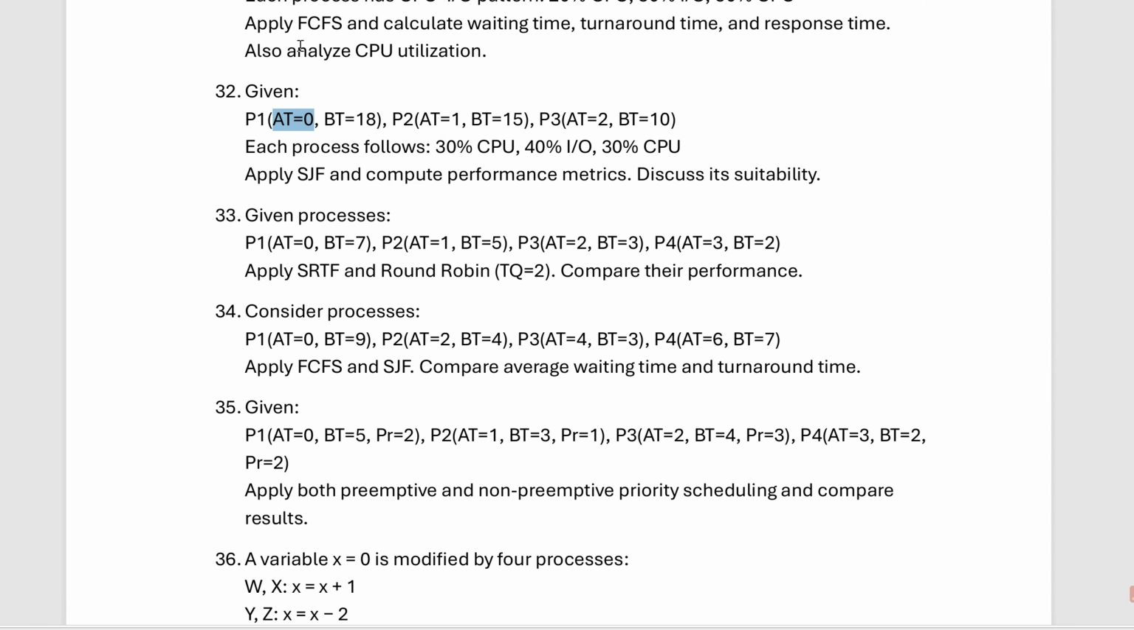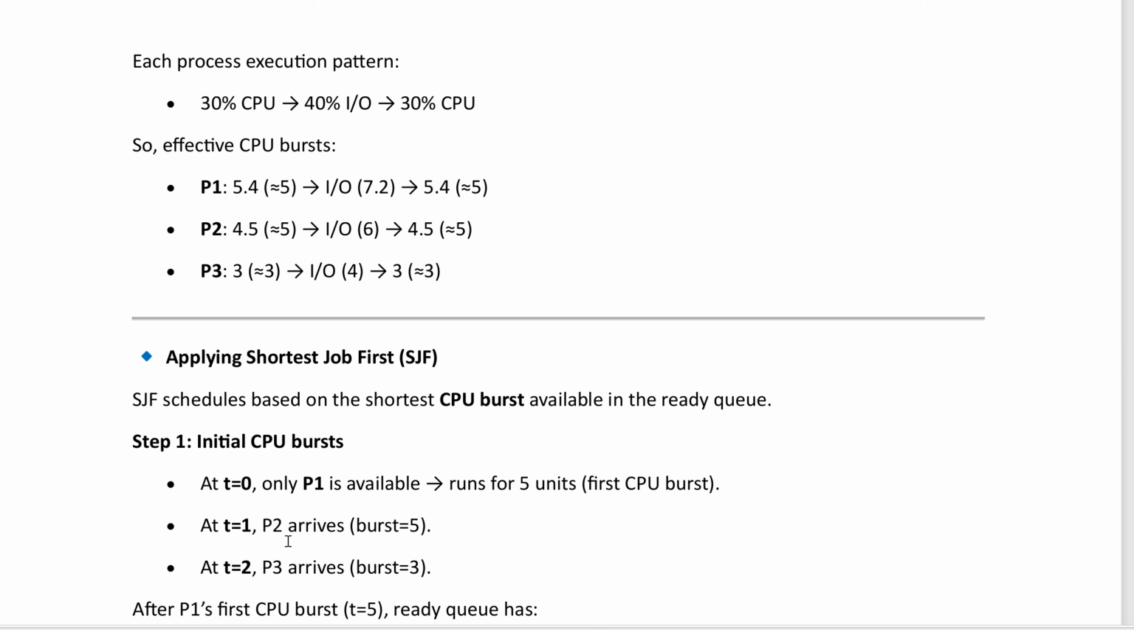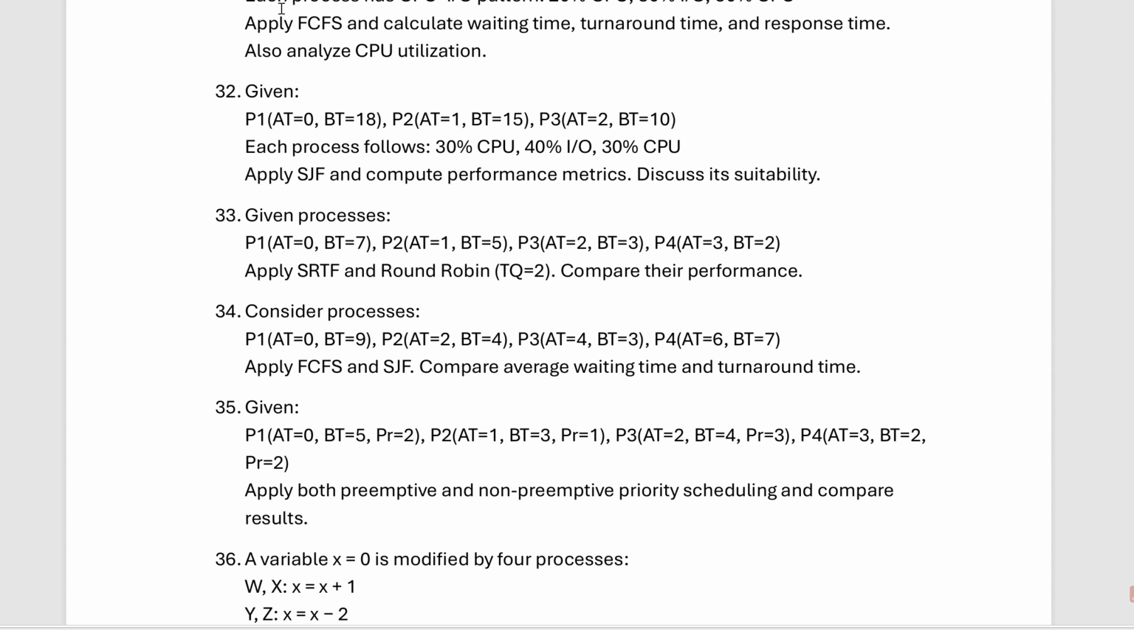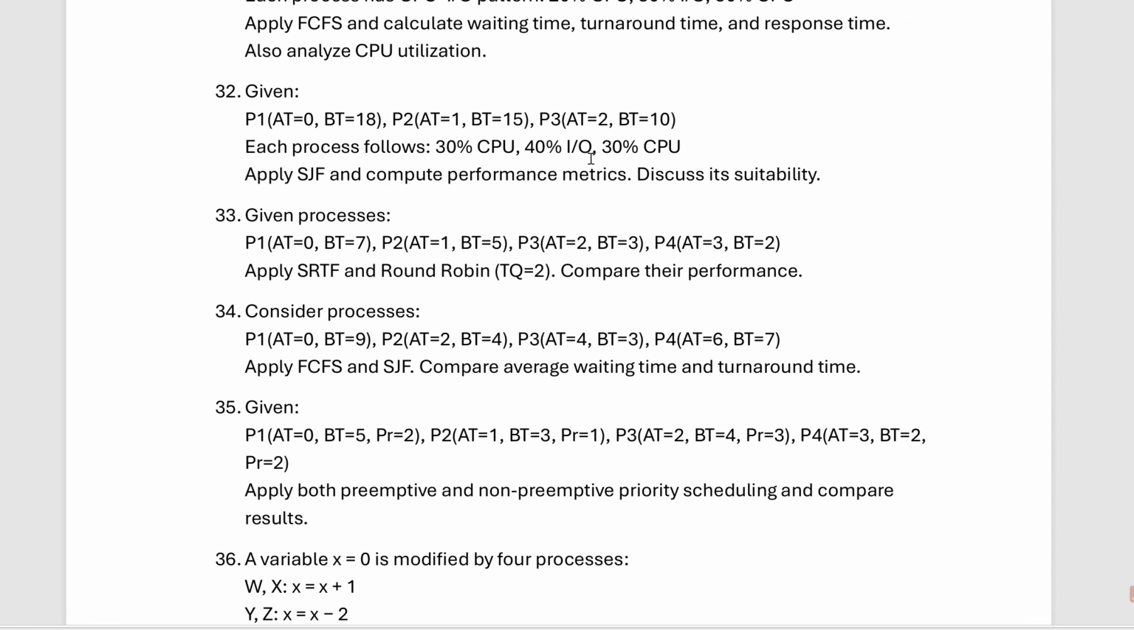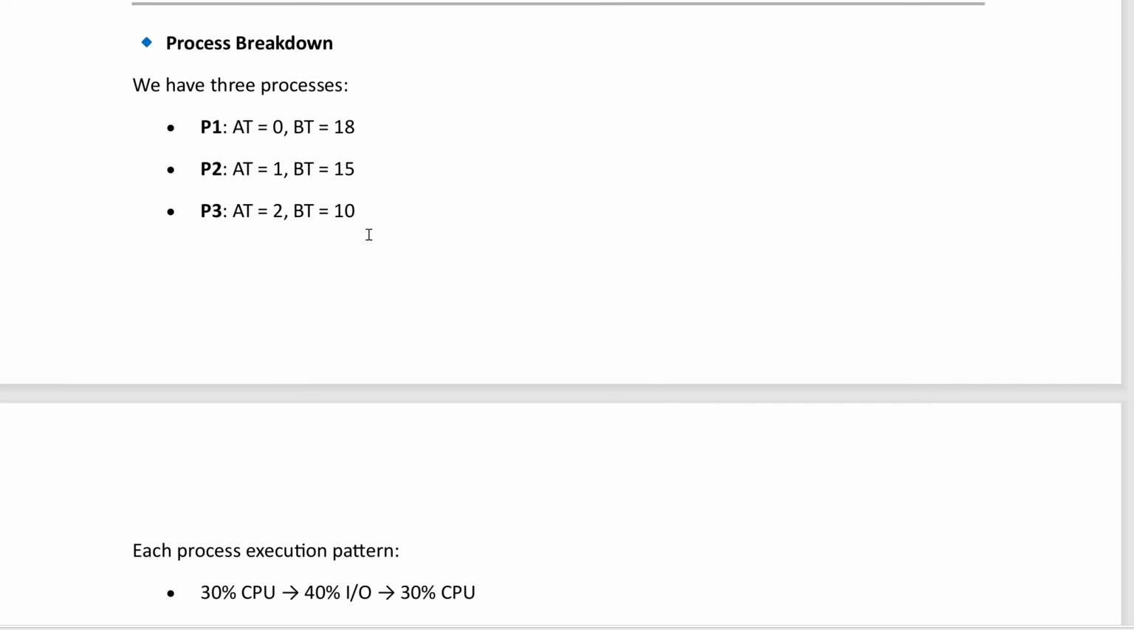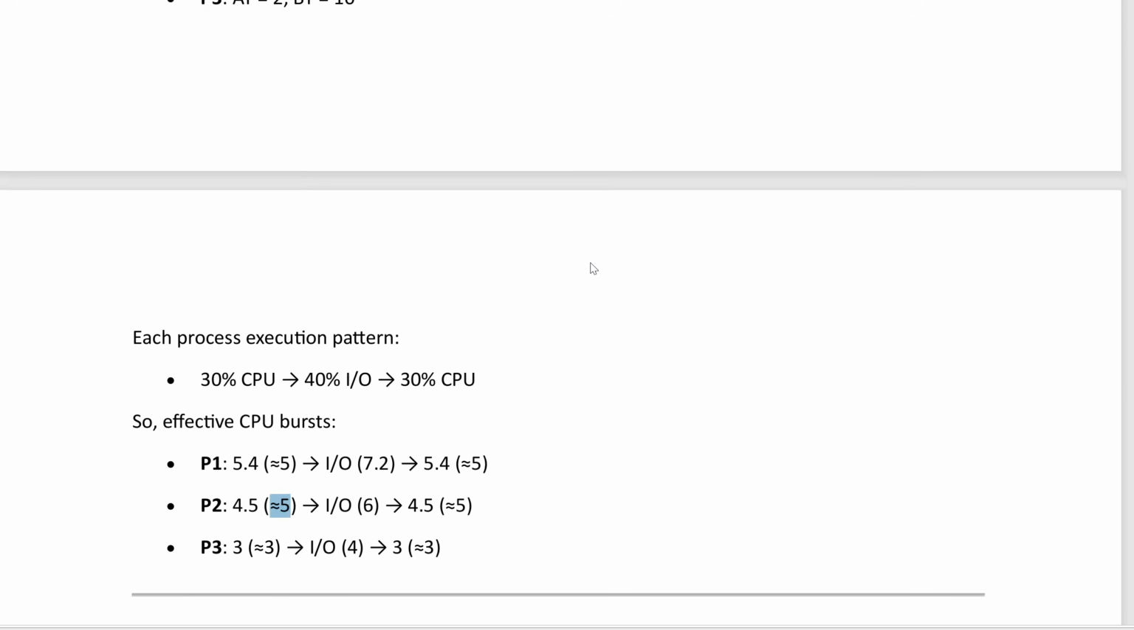Then arrival time of P2 is 1. So at time 1, P2 arrives, and the P2 burst is also 5, so it will run for 5. Then at time 2, the arrival time of P3 is 2, and its burst time is 10.